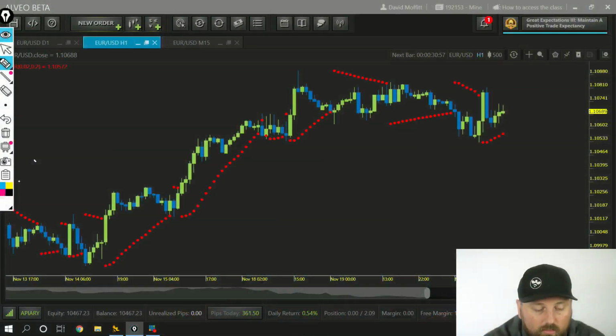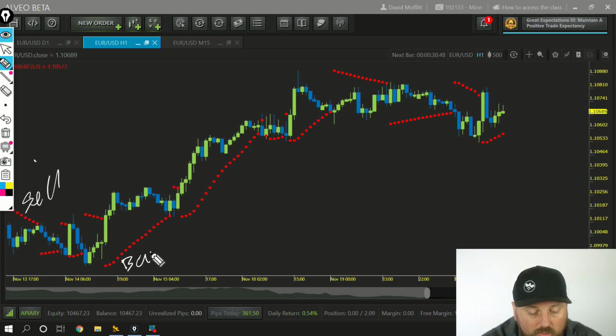So the first do's and don'ts, obviously we talked about trending versus non-trending. How you read this is basically when you see these dots above price, that's a good indication that you'll want to sell. When you see the dots below price, that's a good indication that you want to buy.